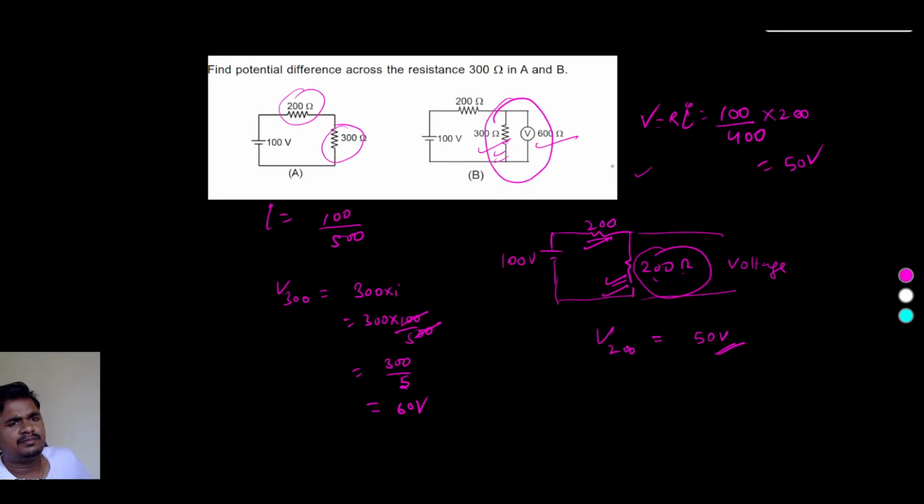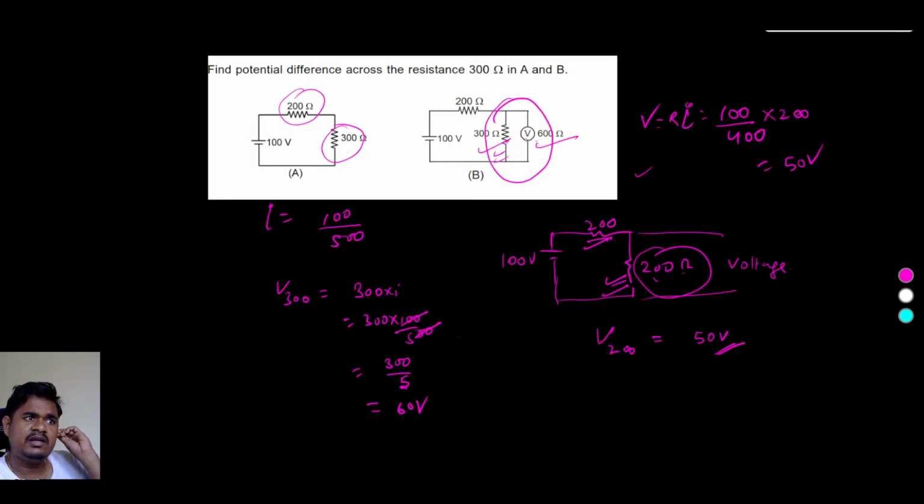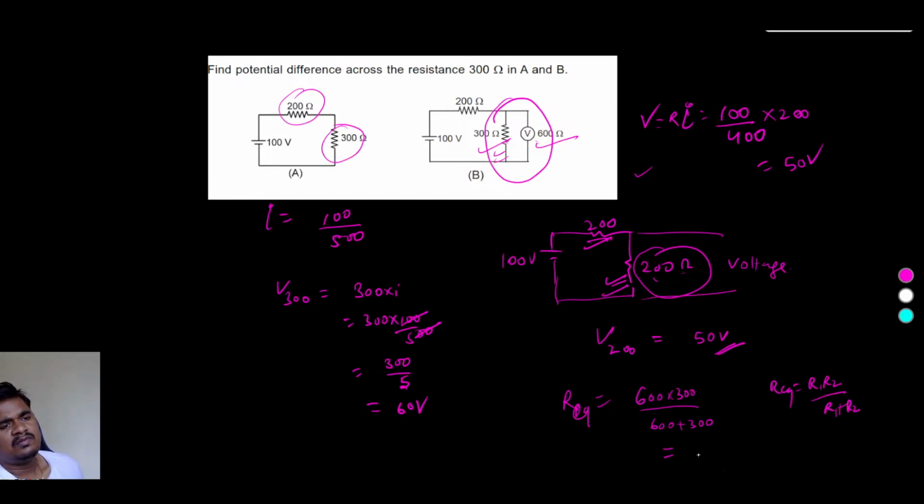All right. 600 and 300 are in parallel. If you calculate R equivalent, it will be 600 into 300 by 600 plus 300. Yes or no? For two resistances in parallel, R equivalent we write as R1 R2 by R1 plus R2. So if we simplify, it will become 200.